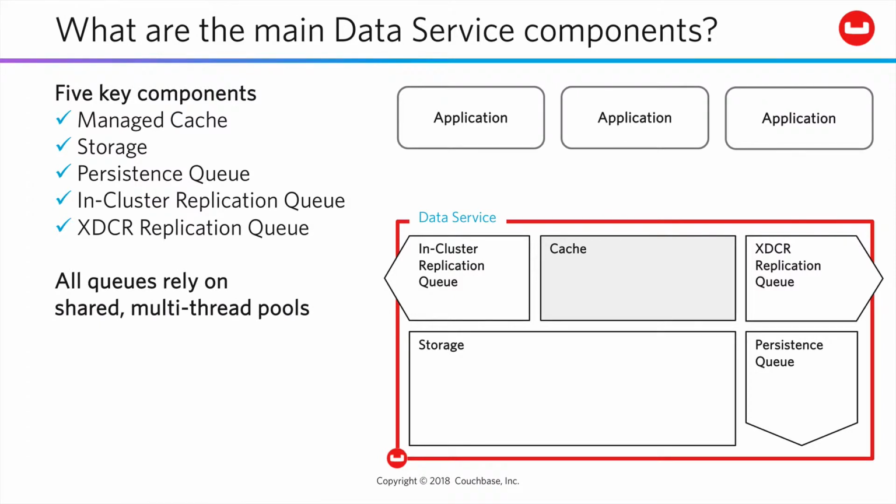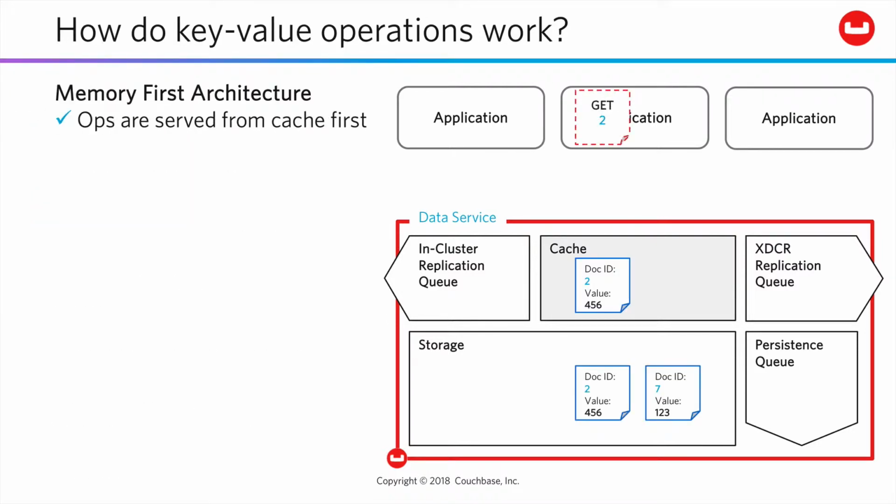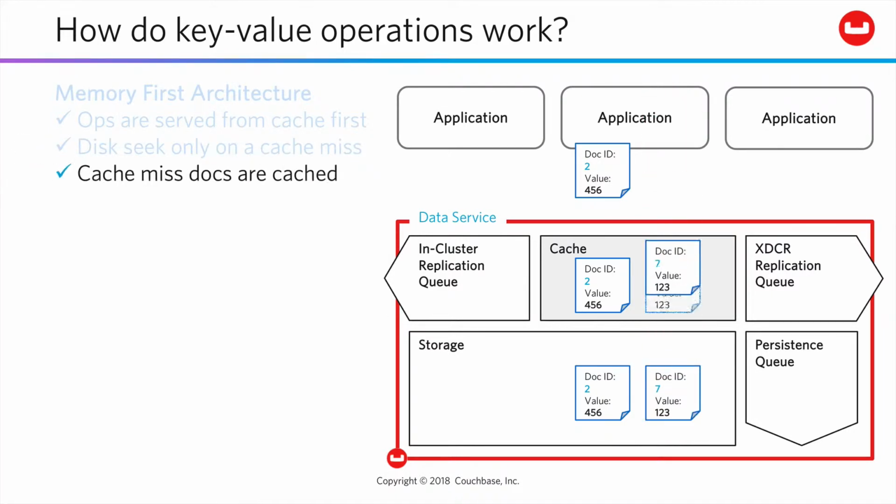All of these queues rely on robust, shared, multi-thread pools. We'll talk about that more in a moment. So Couchbase is memory first on all fronts. Key value operations are served from the cache first, and only seek on disk if there's a cache miss, after which the missed document is then cached.